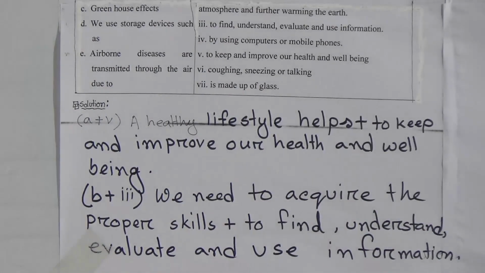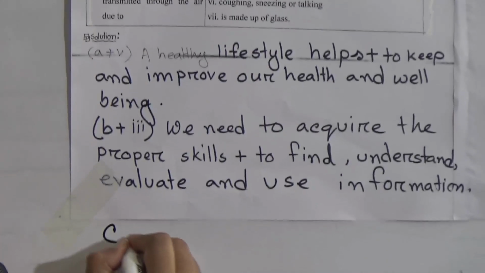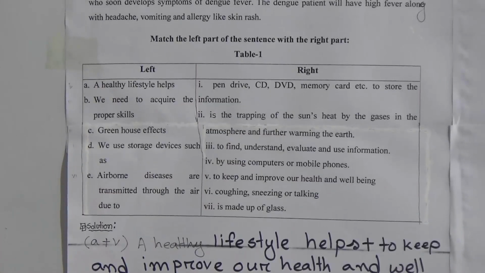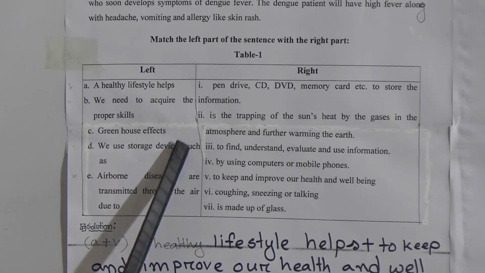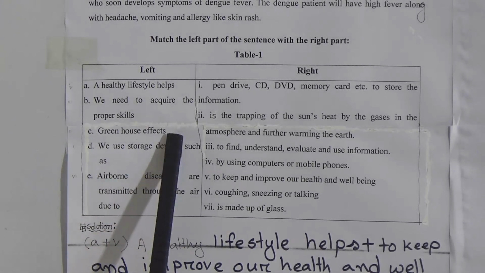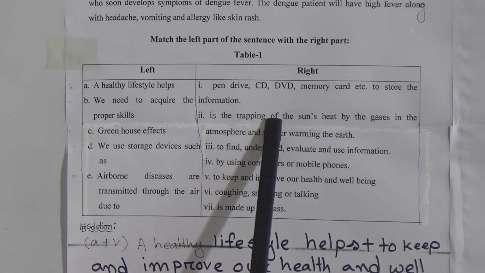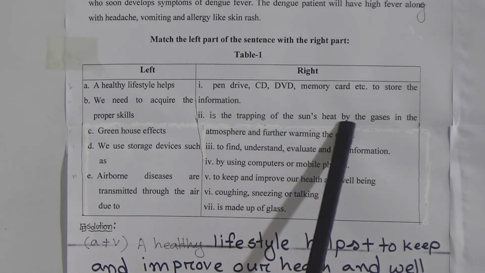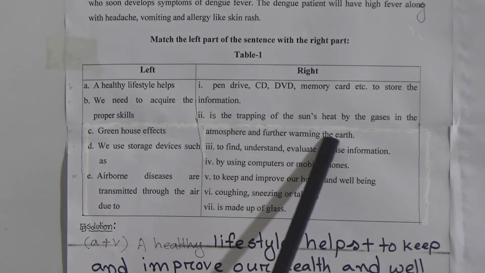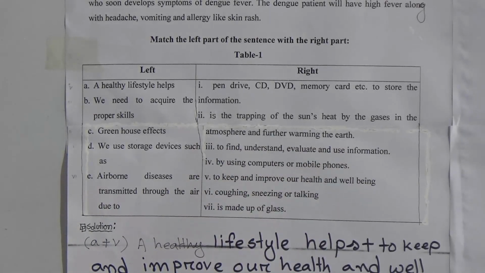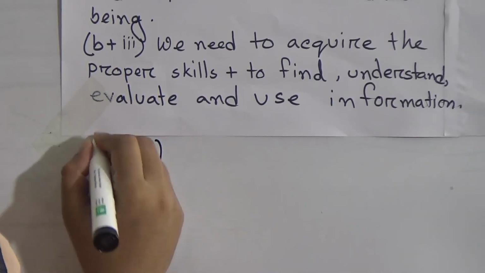Dear students, now we will write C plus. Here C is greenhouse effect, that will be matched with 2, the trapping of the sun's heat by the gases in the atmosphere and further warming the earth. C plus 2.